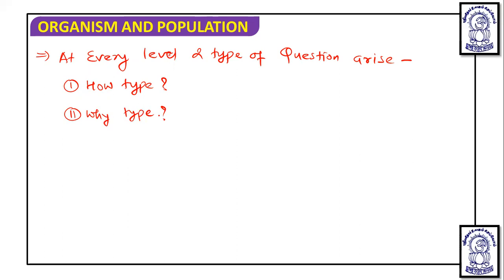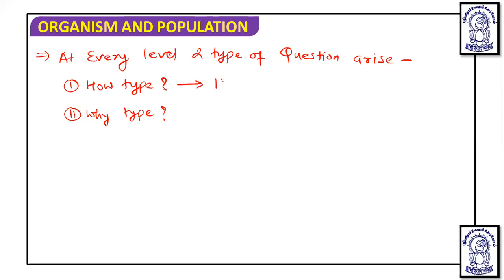Okay, so for any mechanism, we initially learn how a process occurs and why it occurs. For any process we ask such types of questions. For example, when we hear the bulbul singing in the early morning in the garden, we may ask how does this bird sing and why does the bird sing? The how type of question seeks mechanism.